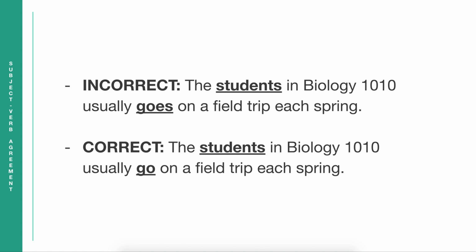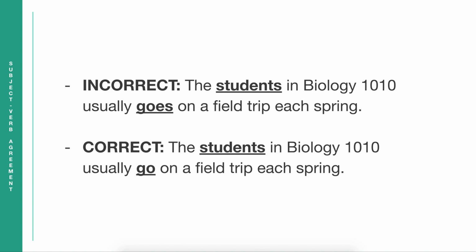The easiest way for me to think about this is that you can only have one S in your sentence. It can either be on the subject, the noun, or it can be on the verb, but it cannot be on both. So you can see our incorrect sentence has an S at the end of students and an S at the end of goes, and that is a problem for us.